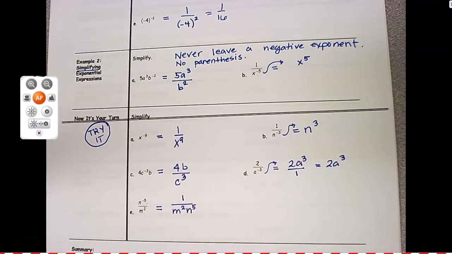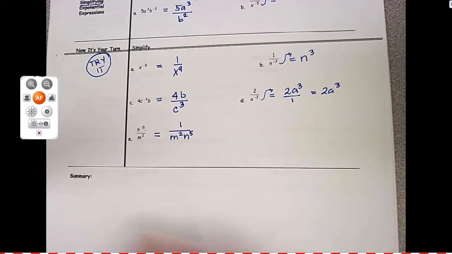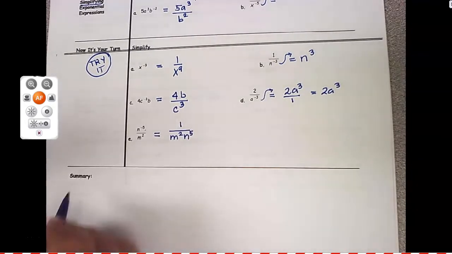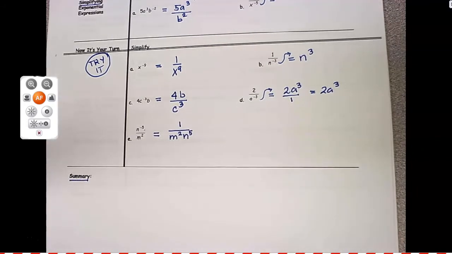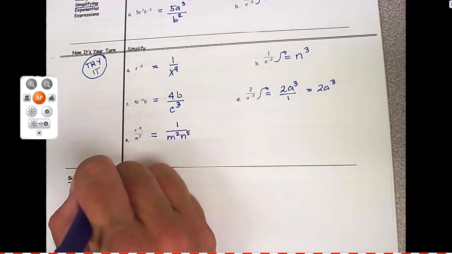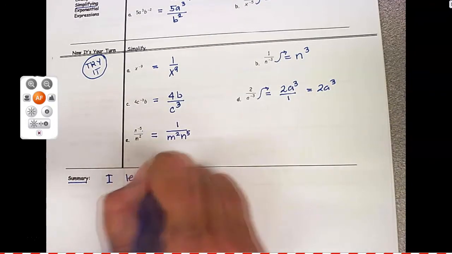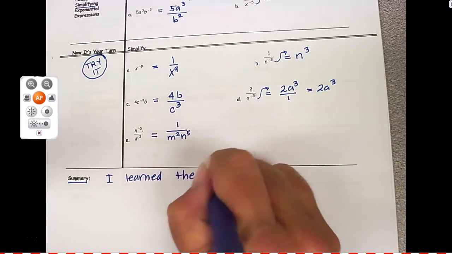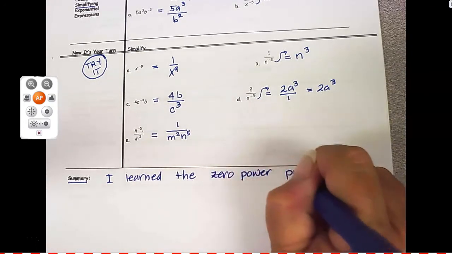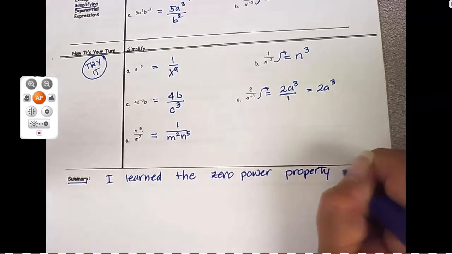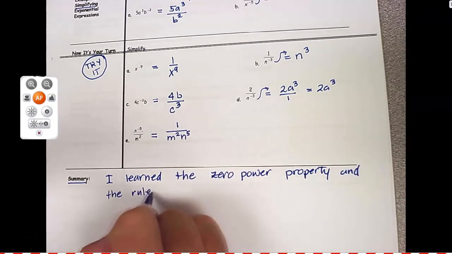So if you'd like to pause the video and write a summary of the things you've learned in this section, and I'll write my own. I learned the zero power property and the rules of negative exponents.